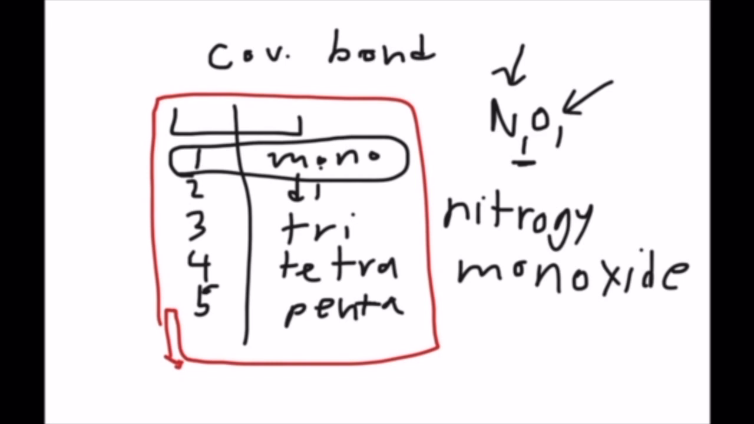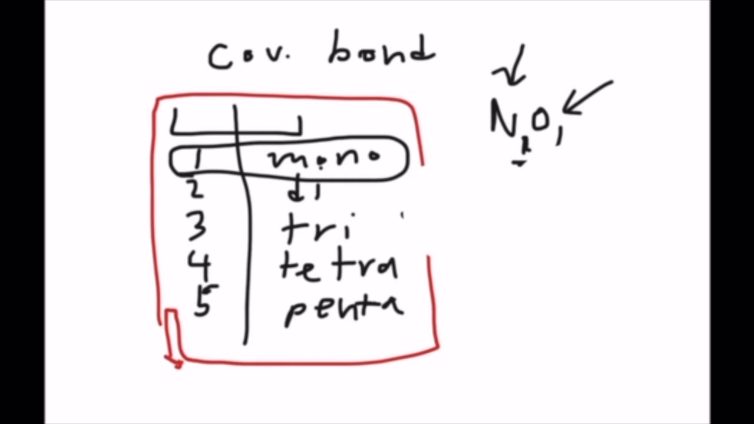Now, it might seem confusing because why don't we include the mono for the first part? Well, that's a naming convention rule that you need to know because in the first element for the covalent bond, you do not include the mono if it's 1. So let's say if it was N2O1, then we would say dinitrogen monoxide. So let's do a few more examples and wrap this video up.